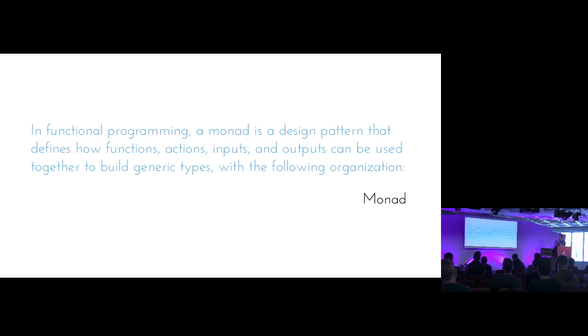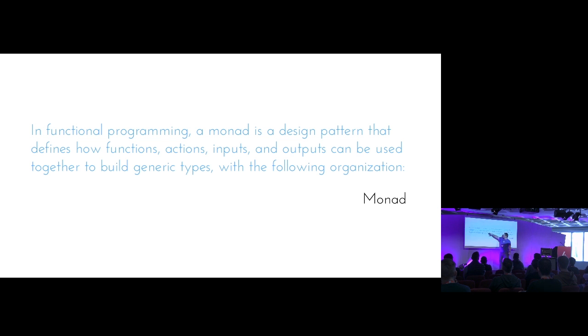More Wikipedia. In functional programming, a monad is a design pattern. First of all, that's the most important thing. This is a pattern that defines how functions, actions, inputs, and outputs can be used together to build generic types. Think about this for, okay, hold on. I have functions, inputs, and outputs joined together into one type. What is that called? That's an object, right? So, okay, anyway, sorry.